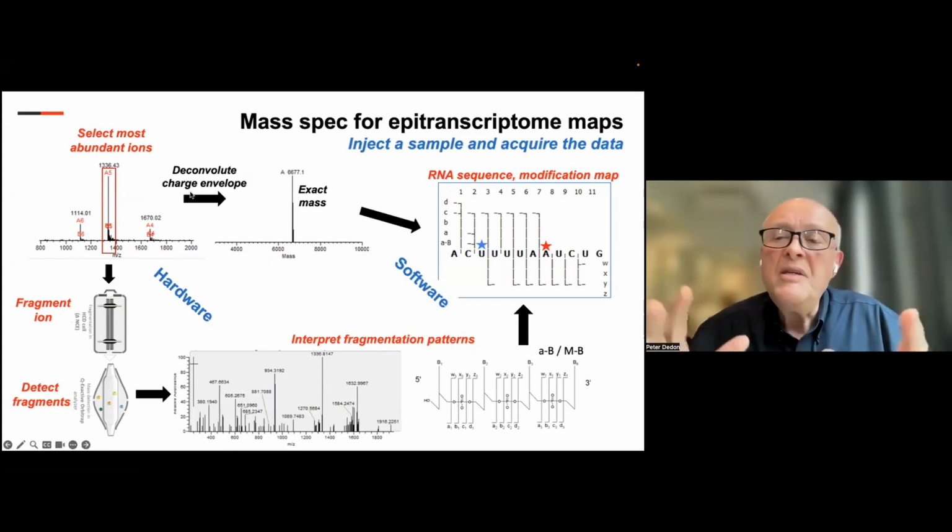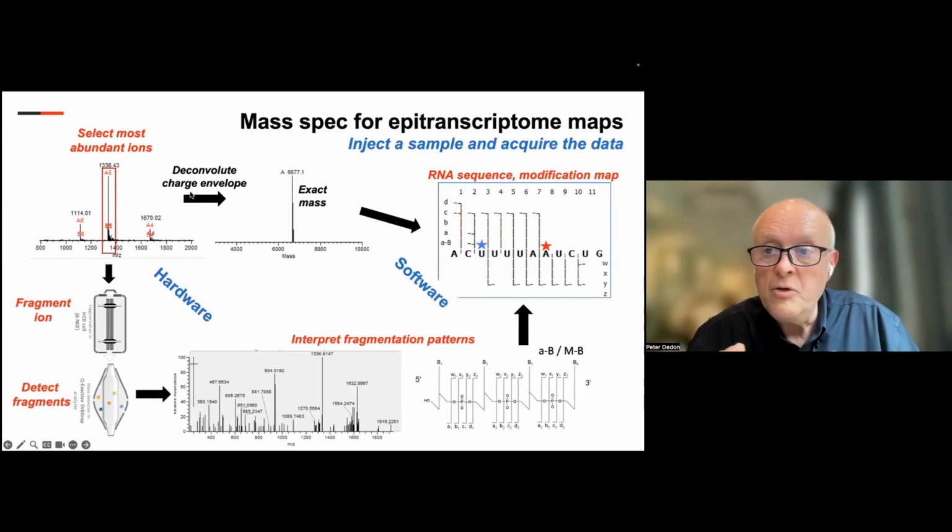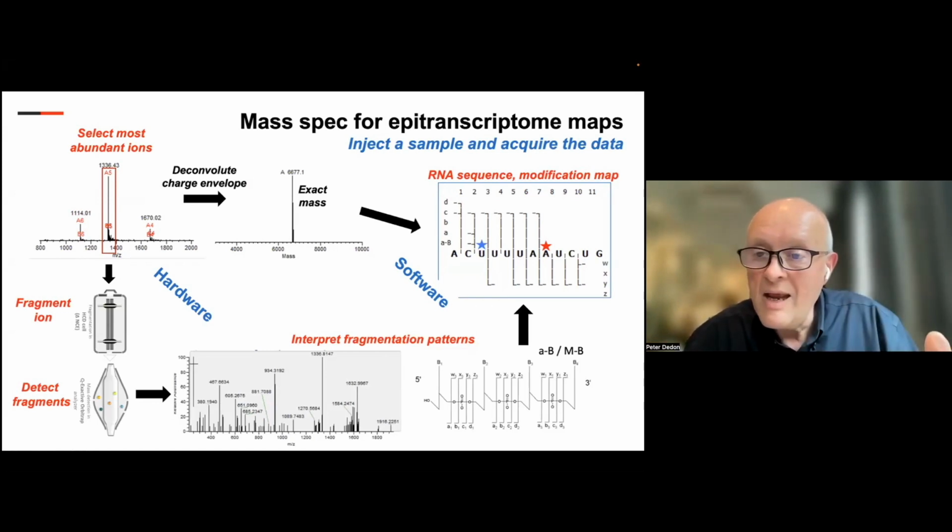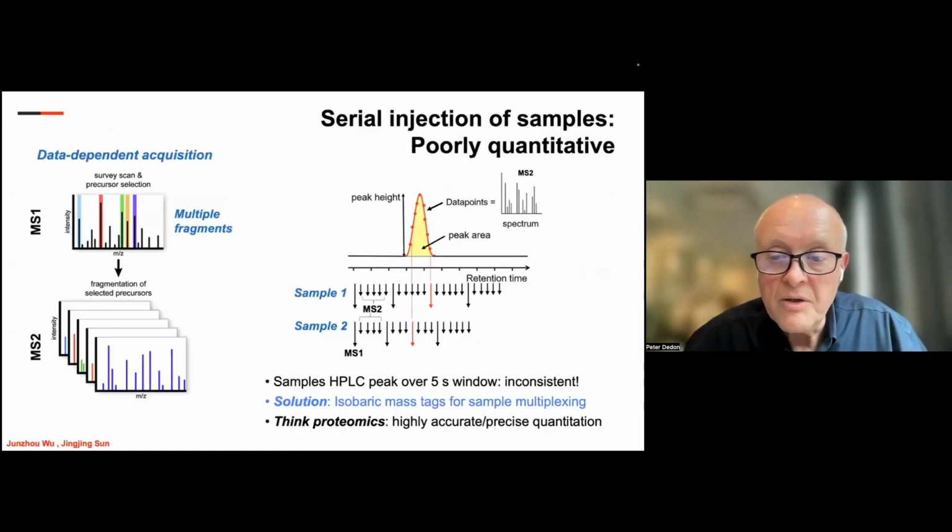We can also deconvolute the charge envelope, where you get multiple charges for a big fragment that's negatively charged, and get an exact mass. You put all this together, and you can puzzle out the sequence of the fragment at hand, and then also the modifications that are present. And I want to show you now some examples of how this works.